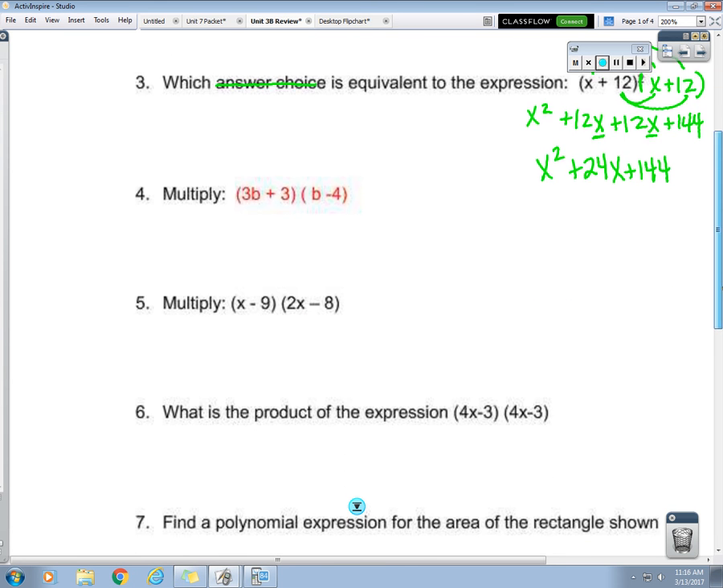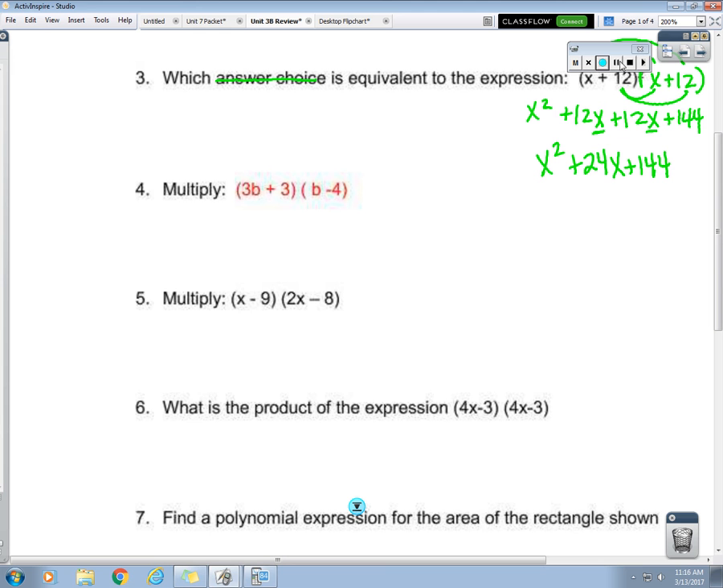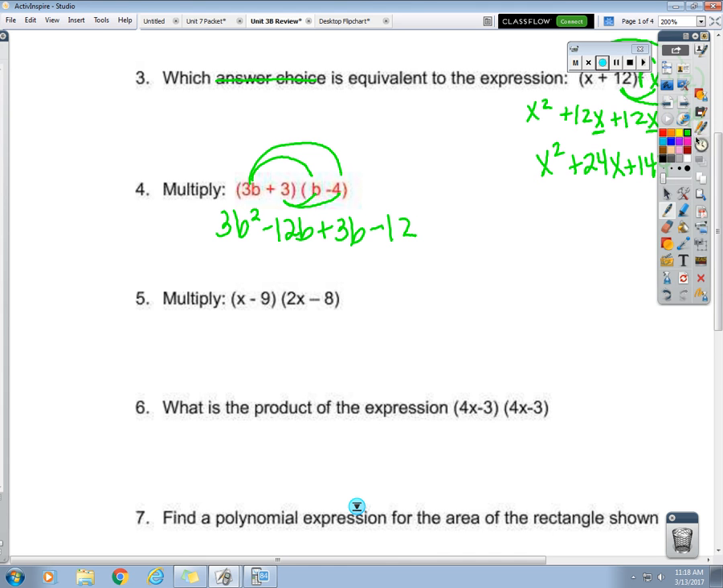Okay, I want you to take about a minute and try 4, 5, and 6. Binomial times a binomial. You do 3b times b, 3b times negative 4, and that gives you 3b squared minus 12b. Then you have to distribute the 3 times both terms, and that gives you 3b minus 12. But then you can combine like terms because the 2 middle terms are both b to the first. So it becomes 3b squared minus 9b minus 12. Is that what you got?